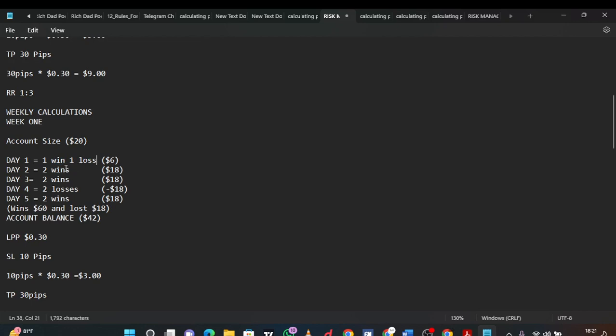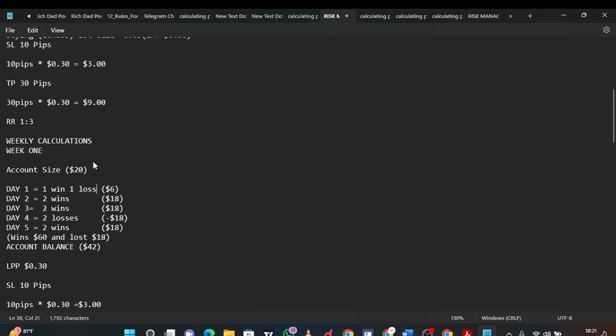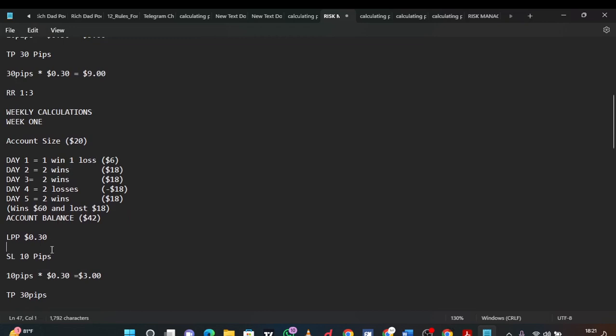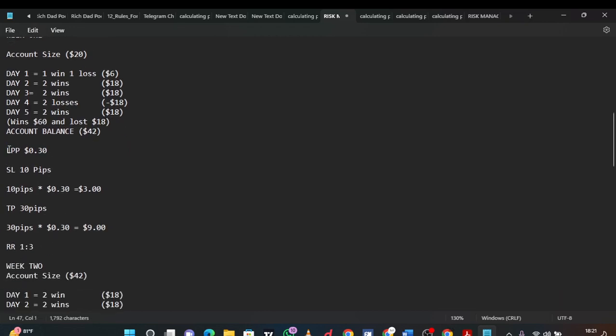So remember, we said when we make a win, because we've already calculated, let me just take you back here, because this is something we need to look at. What is our loss per pip? We are losing 30 cents per pip, and we are having our stop loss as 10 pips and our take profit as 30 pips. So if you lose a trade here, that means that trade was supposed to win how many pips? It was supposed to win $9. If it was to take us in profit, it was supposed to lose $3 if it took us in loss.